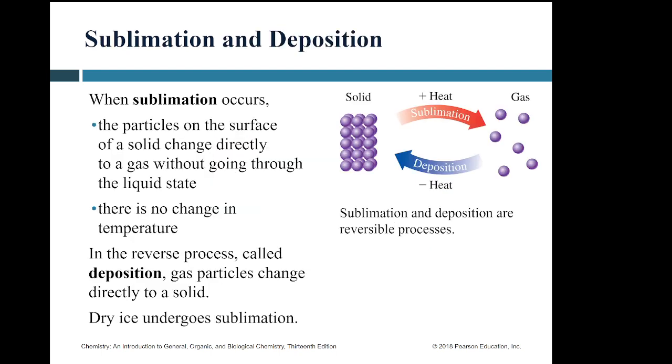So when sublimation occurs, we're going to skip that entire liquid step, right? We'll go directly into gas. So the particles on the surface of the solid are going to escape. They're going to use the energy that's put into them to escape that, kind of like a rocket blasting off Earth, right? And then they're going to start bouncing around, and that is a gas. Okay. Now, there's going to be, again, no change in temperature for this process.